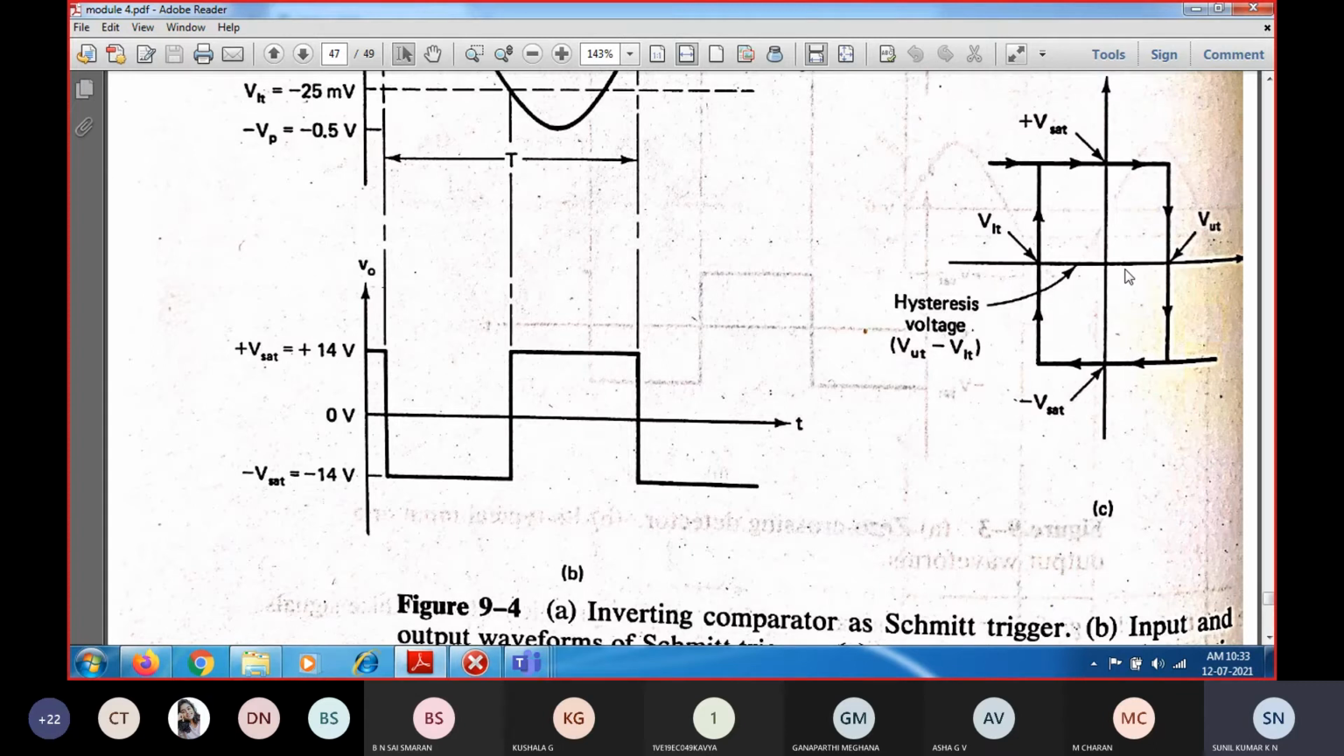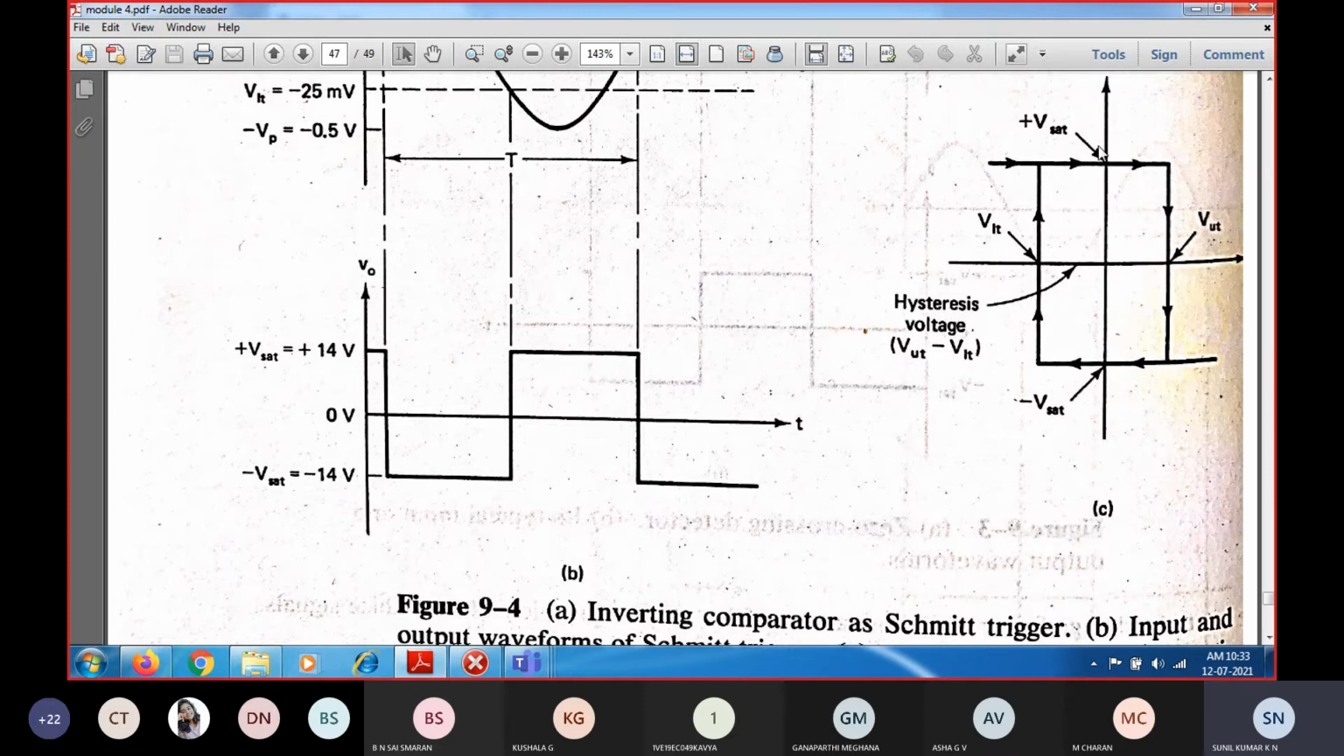What is the hysteresis curve? You will be having 7 and minus 7, so you will be having 0 in the middle. That means the hysteresis is located across the 0 reference voltage. So this is what you are going to get. You can see the hysteresis is located exactly at the center.